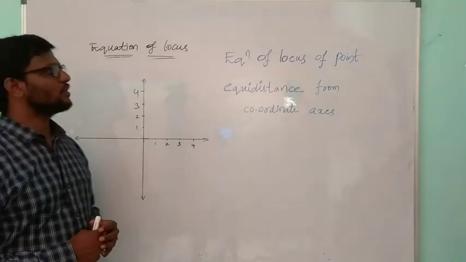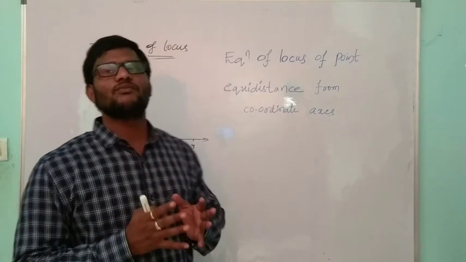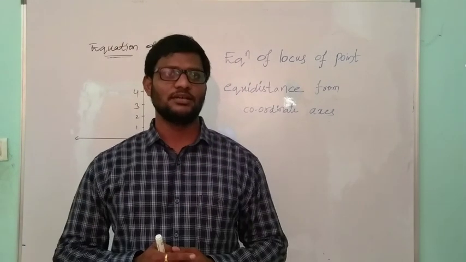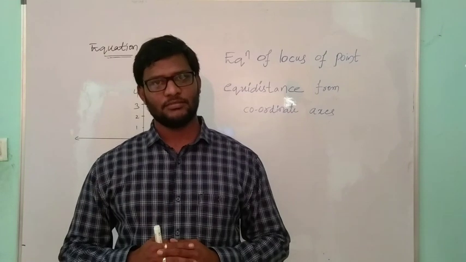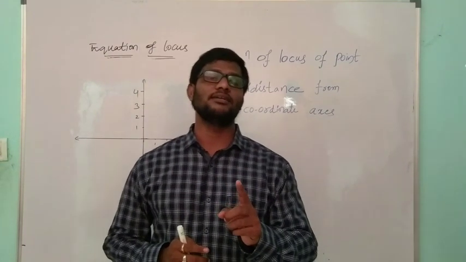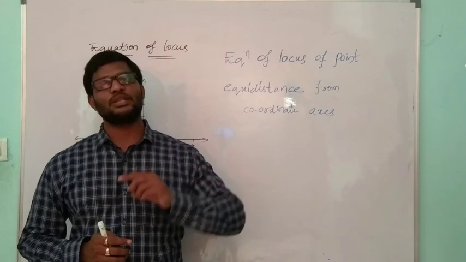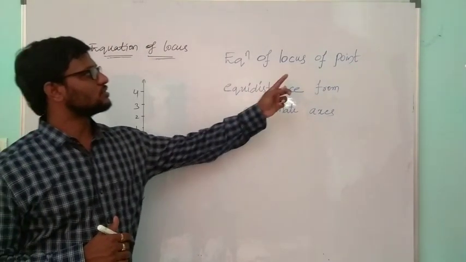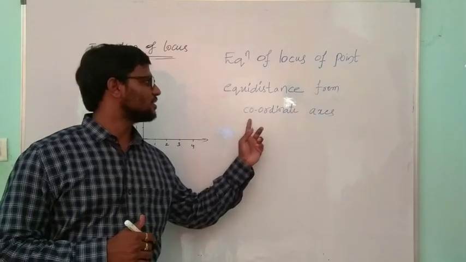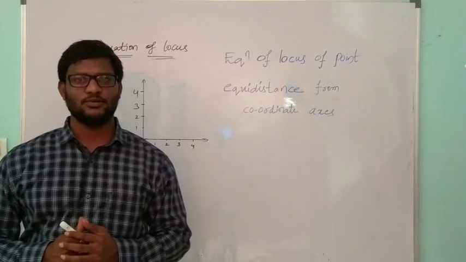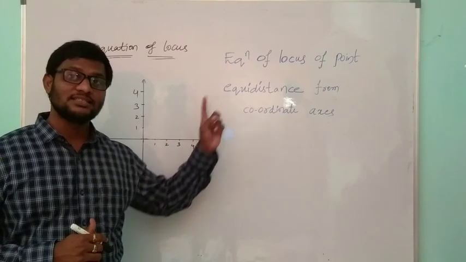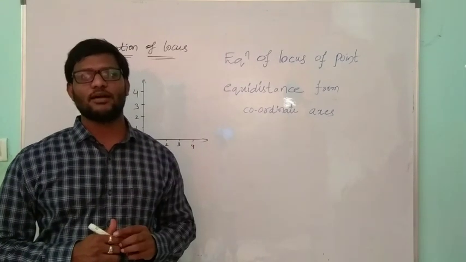Next, equation of a locus. What is the equation of a locus? The equation of a locus of a point is nothing but an algebraic expression in terms of x and y, but it should be satisfied by each and every point on the locus. For example, the equation of locus of a point equidistant from the coordinate axes. We have to write the equation of locus of a point that is equidistant from the coordinate axes.